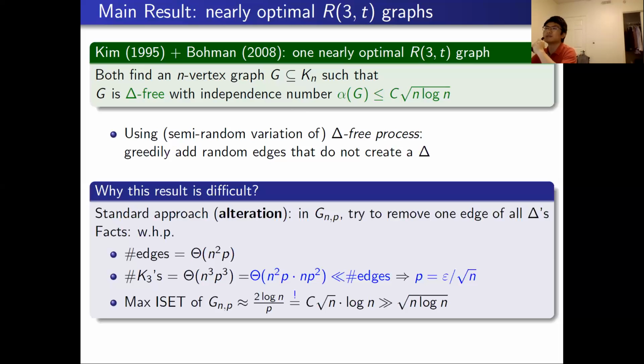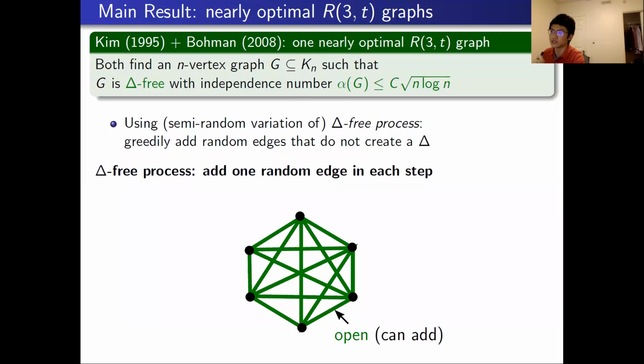Actually, in the proof of Kim and Bowman, they both use the idea of the so-called triangle-free process. So the idea is simple. We just greedily add random edges that do not create a triangle. So let me tell you what the triangle-free process is.